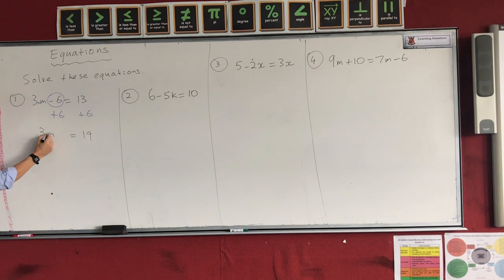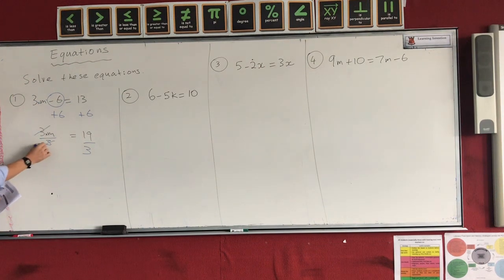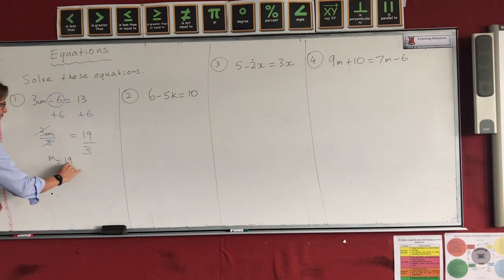Now remember, there's a times sign between there. Now to get rid of that 3, it's actually a times 3. You've got to do the opposite to timesing 3. You've got to divide by 3 both sides. Cancel the 3's, and your answer is m equals 19 over 3.